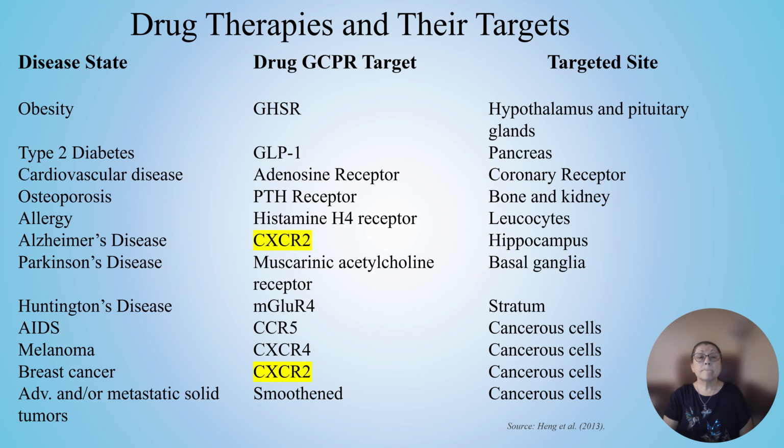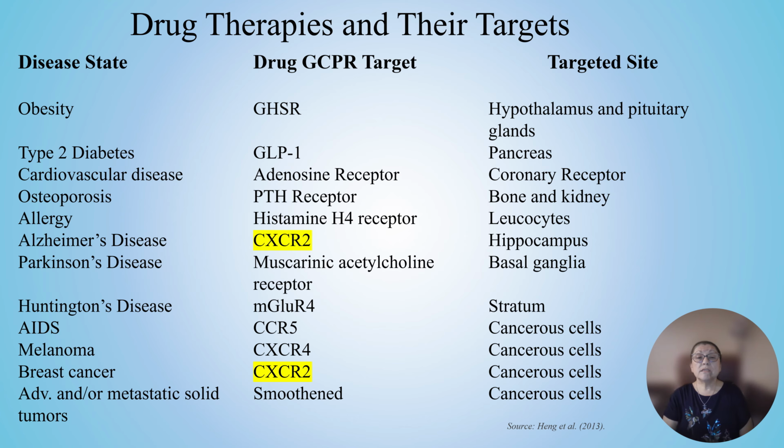is occurring. The next ones are the neurodegenerative diseases, such as Alzheimer's disease, which uses a drug target called CXCR2, and it will affect the hippocampus. Parkinson's disease is a muscarinic acetylcholine receptor, and this will be on the basal ganglia. The next one is Huntington's disease, and its target will be the mGluR4, and this will affect the striatum.